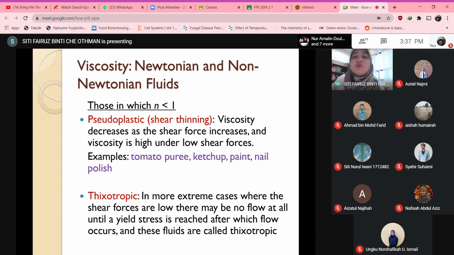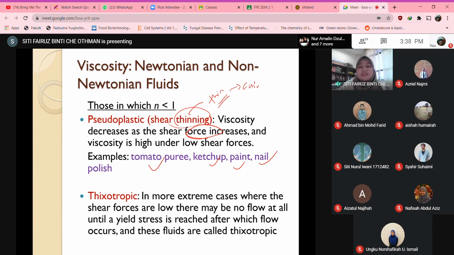If you put force, just ignore shear lah. Let's just talk about force. If you increase the force, the viscosity it will actually decrease. Maksudnya kalau korang kacau, let's say you have this particular material, as you put more force to it, dia akan lebih cair. It will get really thin. Example, tomato puree, ketchup, paint and nail polish. Shear thinning, maksudnya as you put force, dia akan lebih thin, lebih cair.